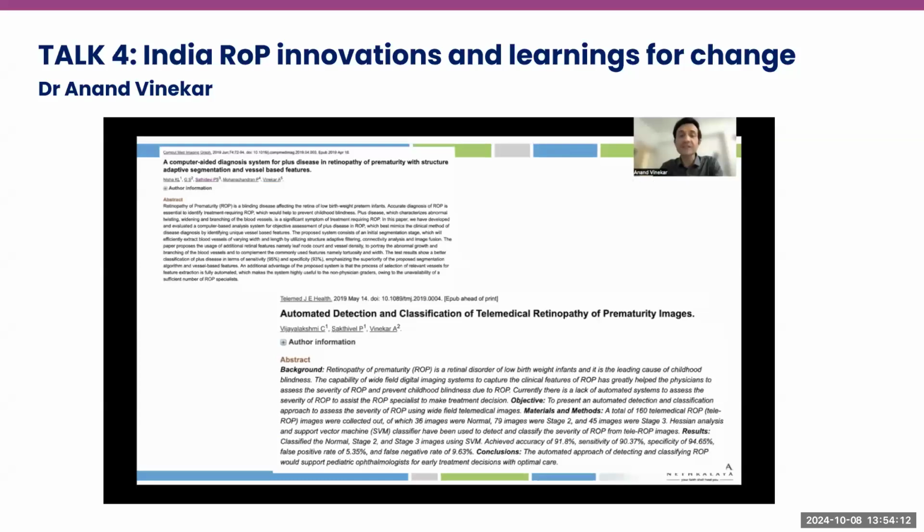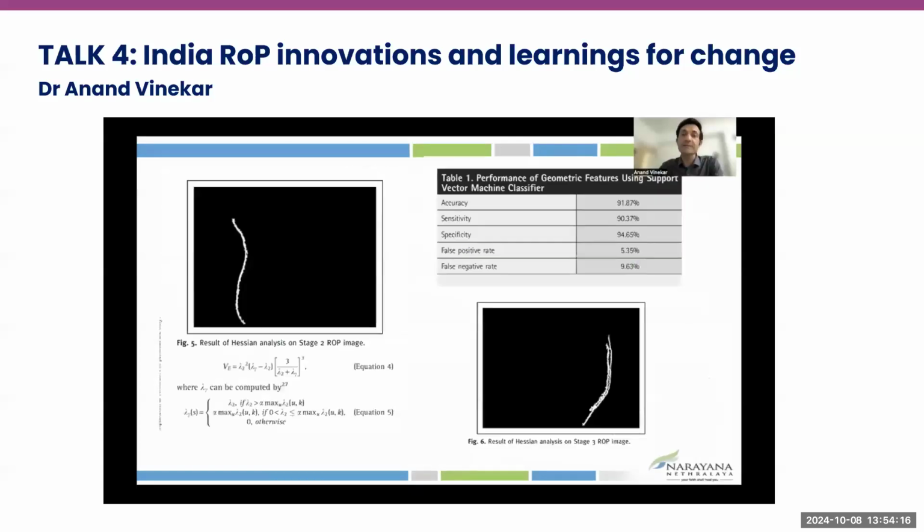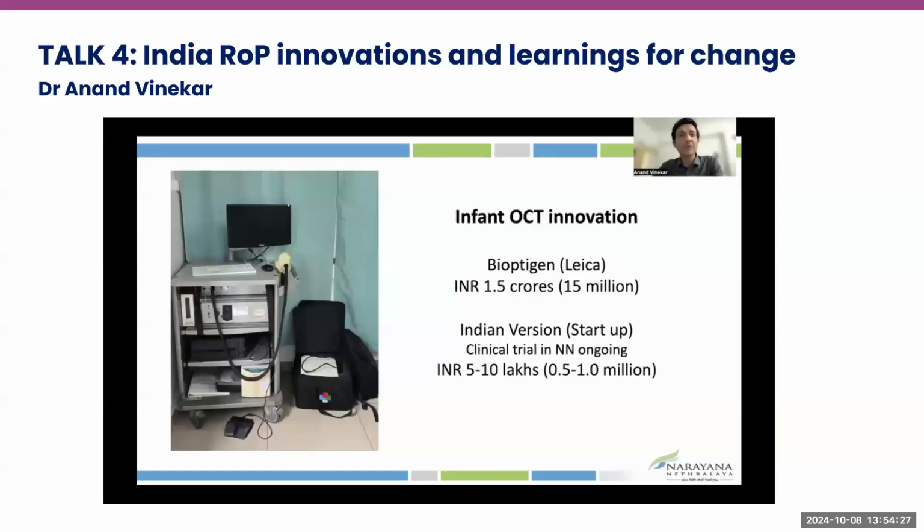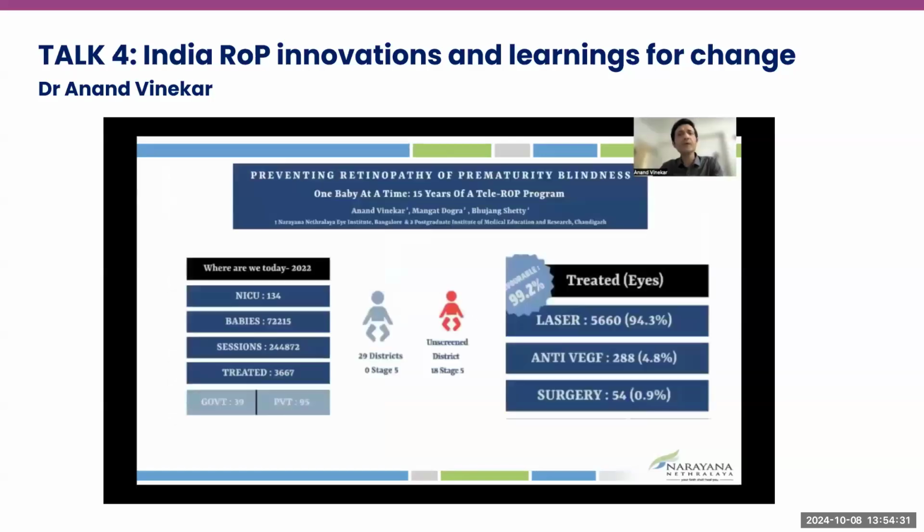The other one is, of course, artificial intelligence. Because we have so many images, we must work on it being automated, especially if we're expecting healthcare workers and trained technicians to be imaging this as the program scales up. We now have the ability of discerning a stage 2 and a stage 3. We're also working on a low-cost, portable OCT device.